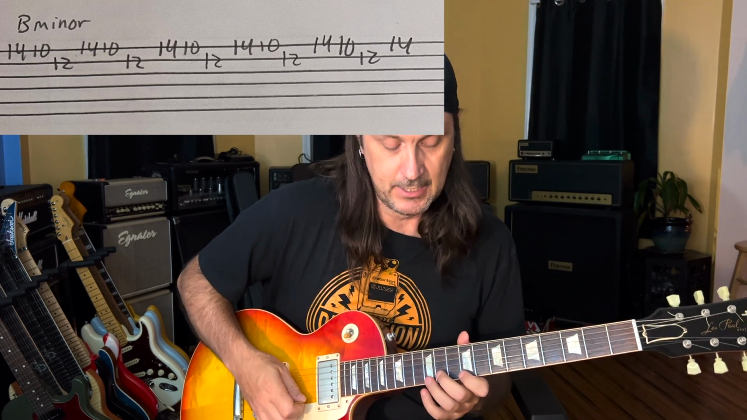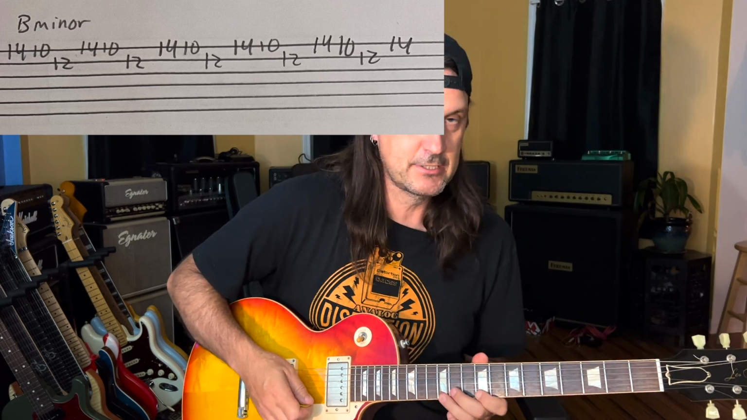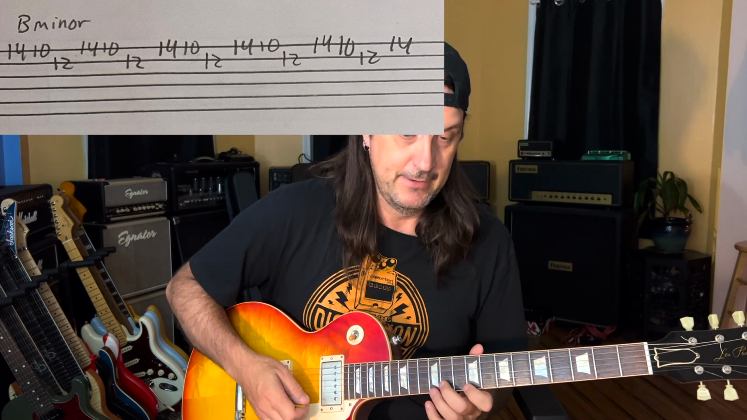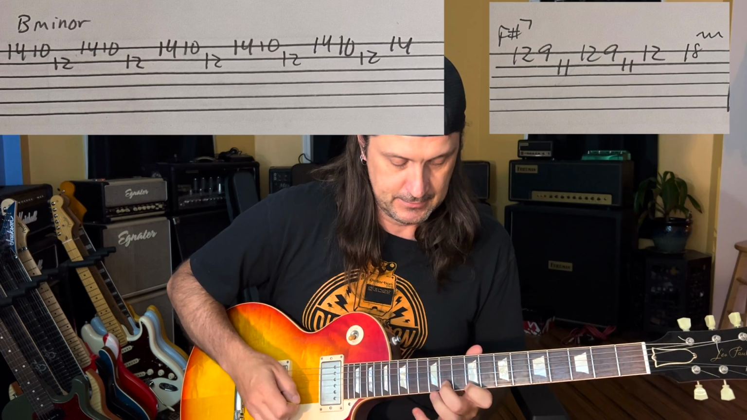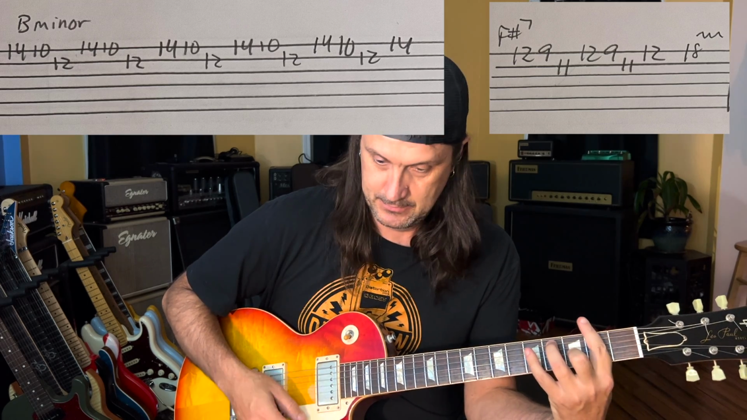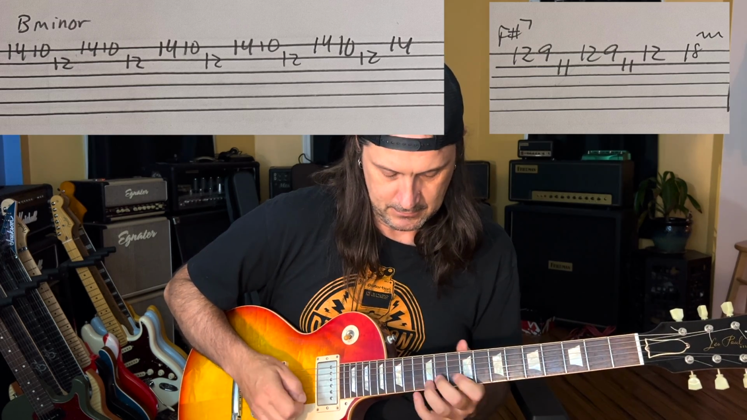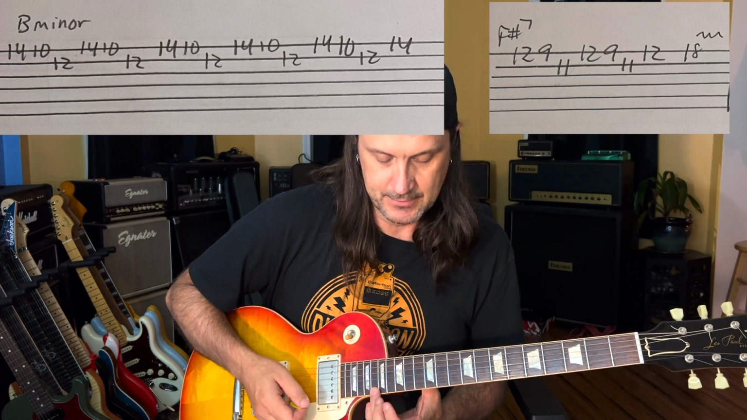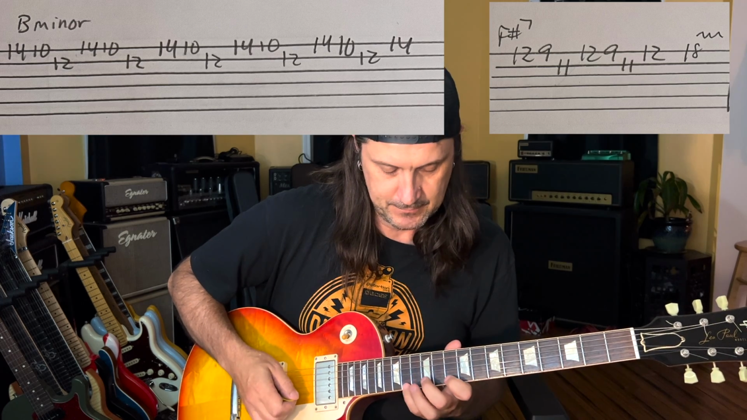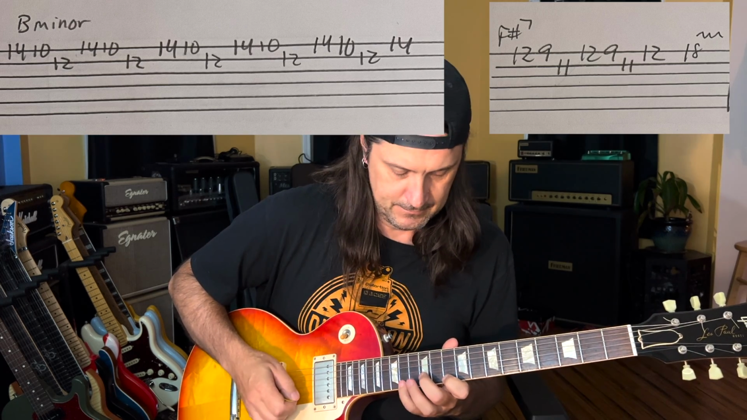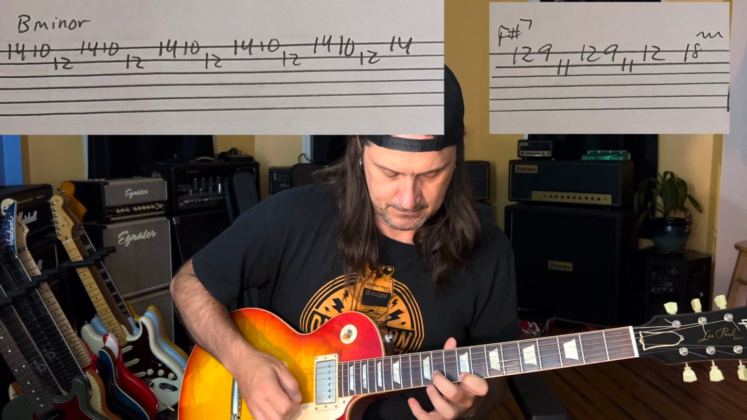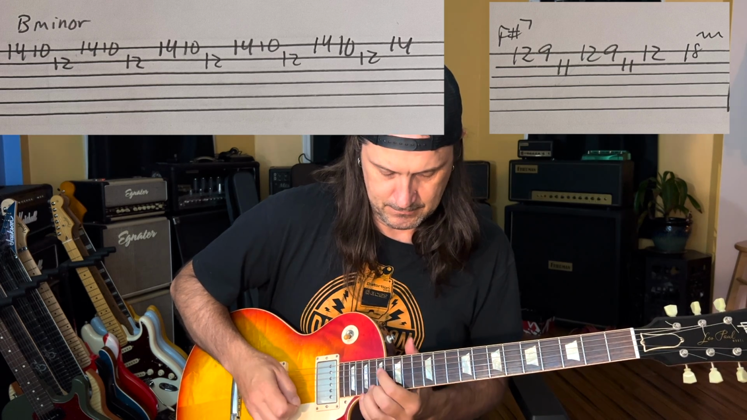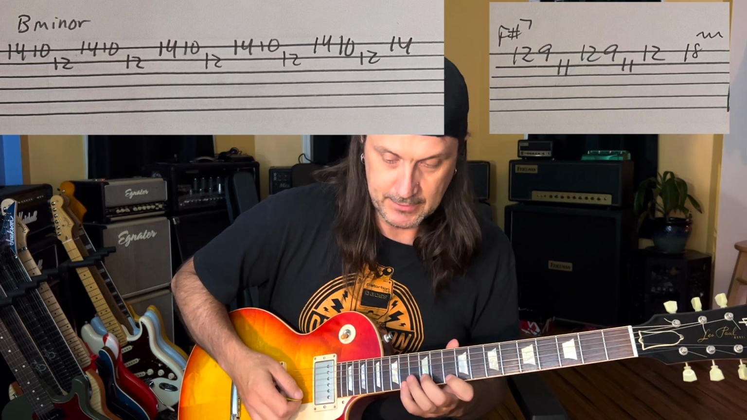And then the next arpeggio is an F sharp dominant 7. The first part of it. So, and that's where we hit that high note, which is up on the 18th fret. So slowly.